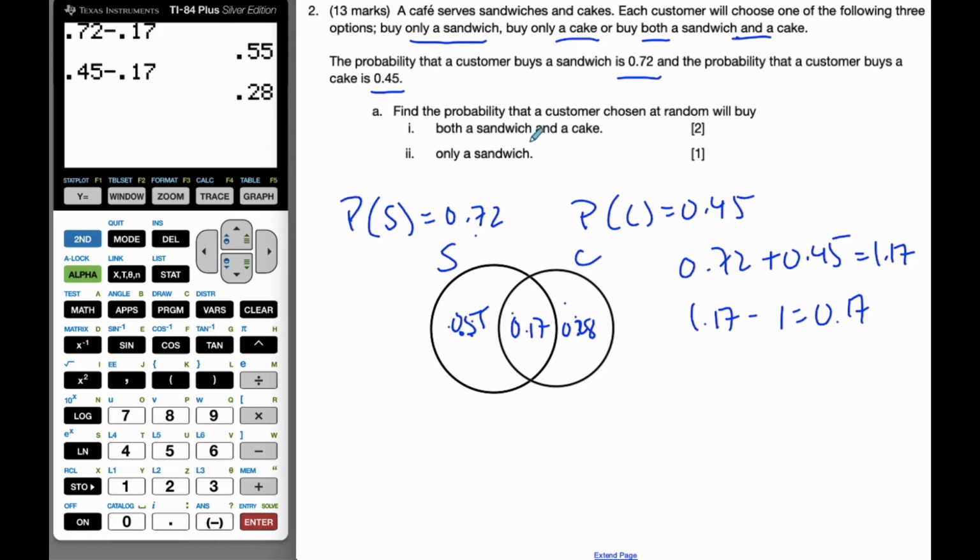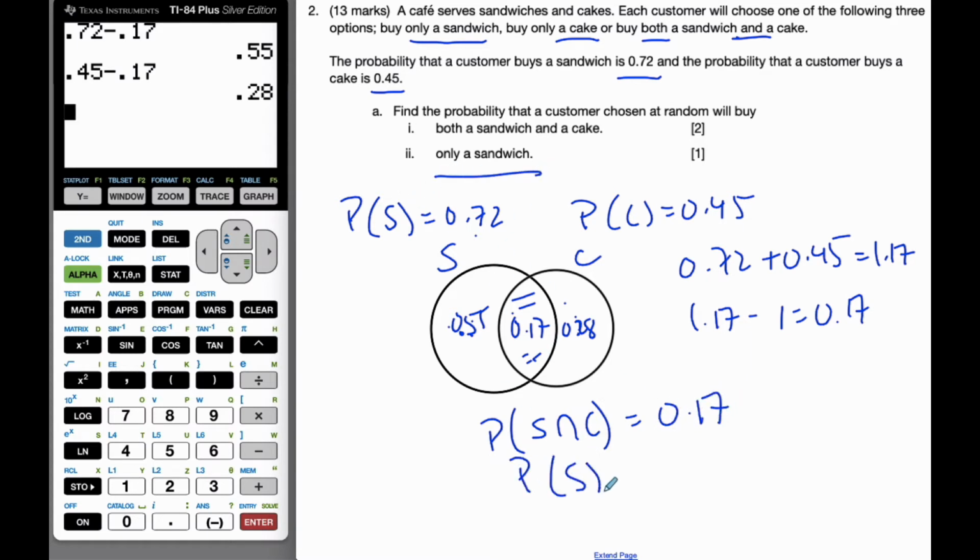And so both a sandwich and a cake means the overlap region. So the probability of a sandwich and a cake is what I'm looking for. The overlap is 0.17. The probability of only a sandwich, only an S, is going to be 0.55.